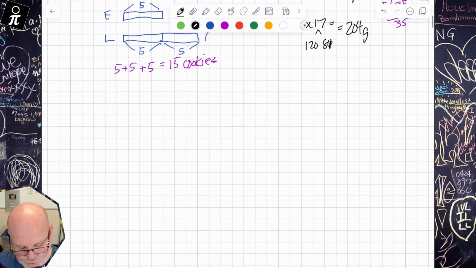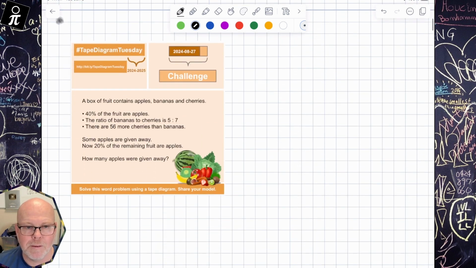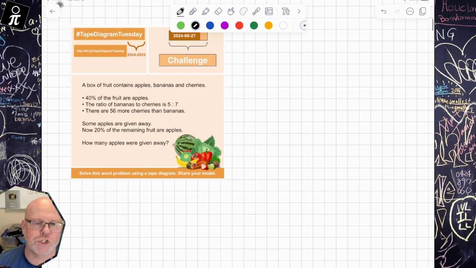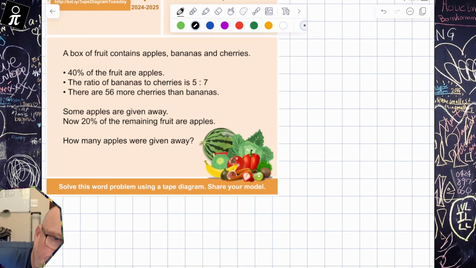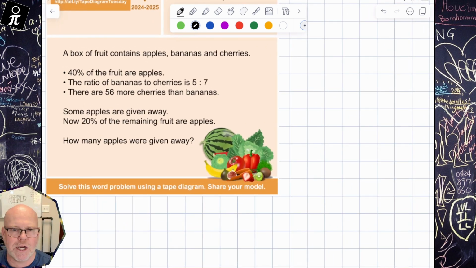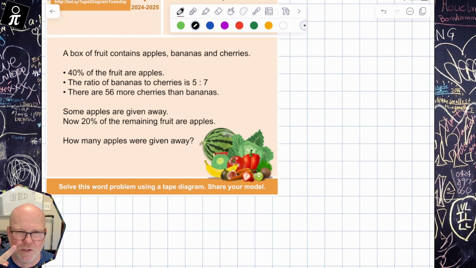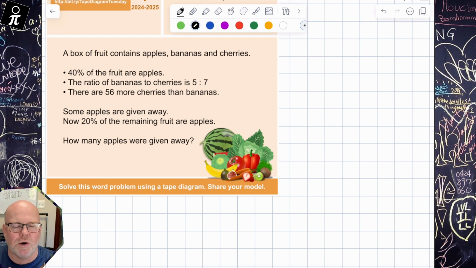And now for the doozy, the big one, the big enchilada, the challenge question. So we have a box of fruit that contains apples, bananas, and cherries. So we've got 3 characters going on right here. It says 40% of the fruit are apples. The ratio of bananas to cherries is 5 to 7. There's 56 more cherries than bananas. Okay, oh my gosh. So let's get started with those 3 bullet points right there.